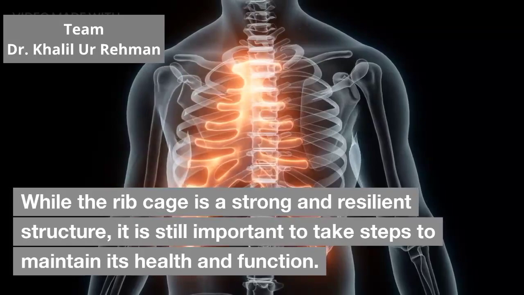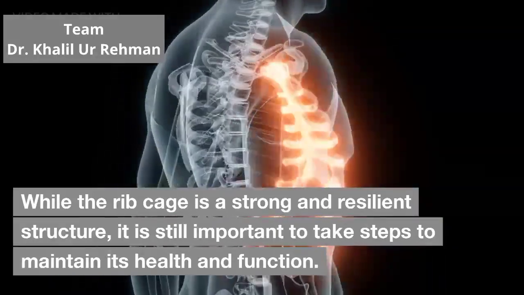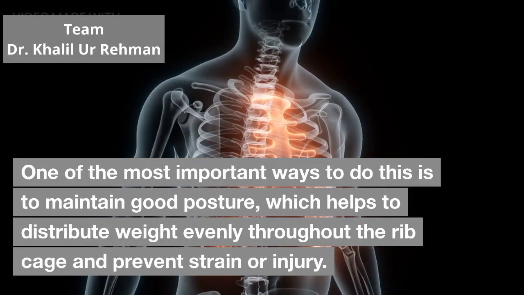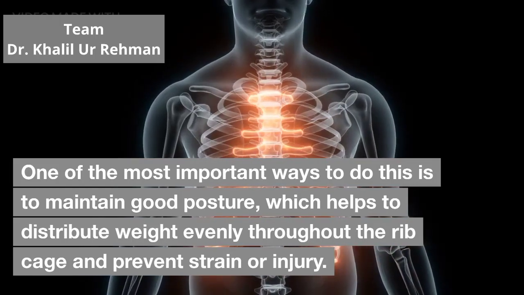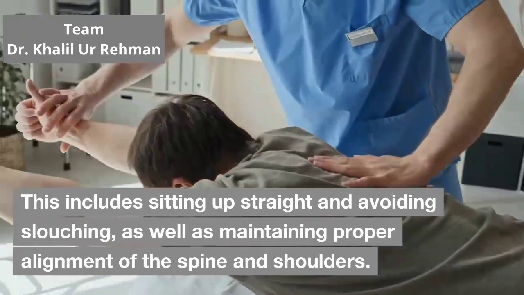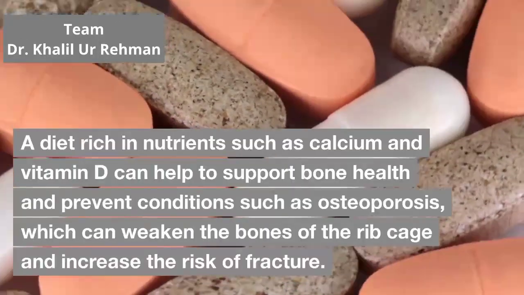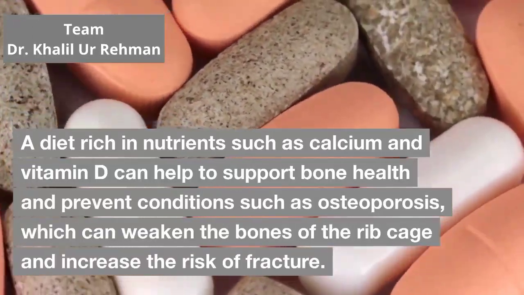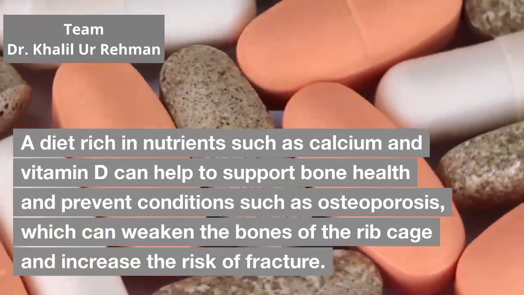Maintaining a healthy rib cage. While the rib cage is a strong and resilient structure, it is still important to take steps to maintain its health and function. One of the most important ways to do this is to maintain good posture, which helps to distribute weight evenly throughout the rib cage and prevent strain or injury. This includes sitting up straight and avoiding slouching, as well as maintaining proper alignment of the spine and shoulders. A diet rich in nutrients such as calcium and vitamin D can help to support bone health and prevent conditions such as osteoporosis, which can weaken the bones of the rib cage and increase the risk of fracture.